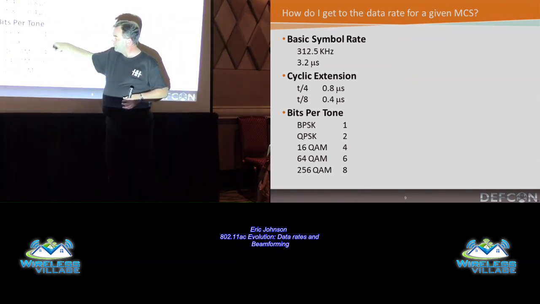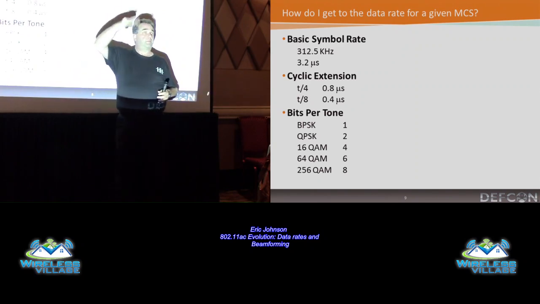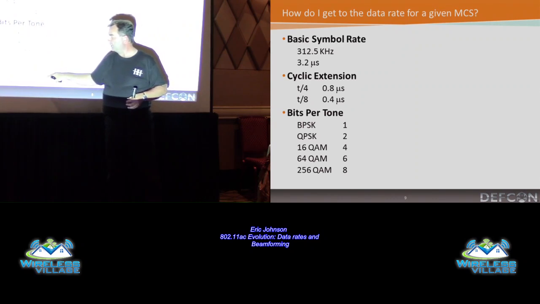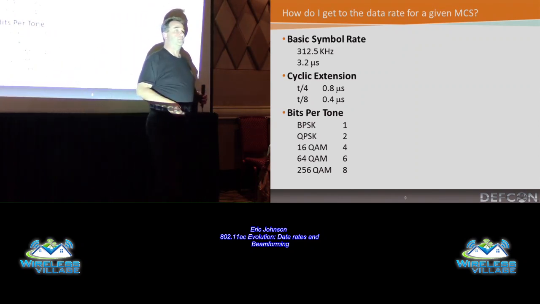Okay, and then we talked about the modulation depth. That's a term that you'll hear. So BPSK is just top and bottom, so that's 1 bit. QPSK is 4 corners, that's 2 bits, and we get up to the 256 QAM, which is the 8 bits.